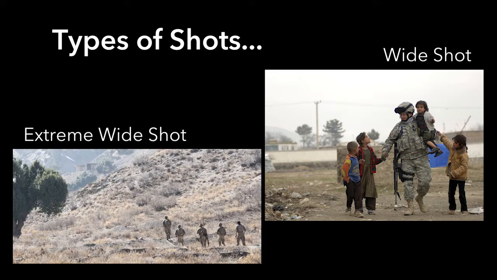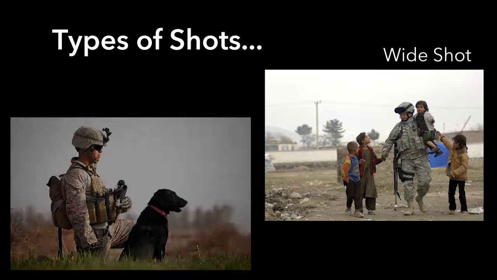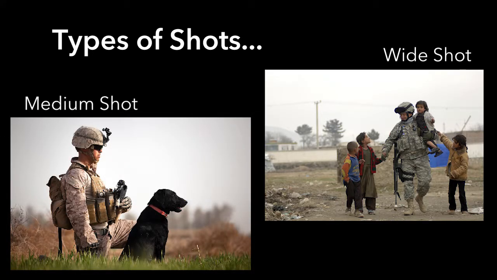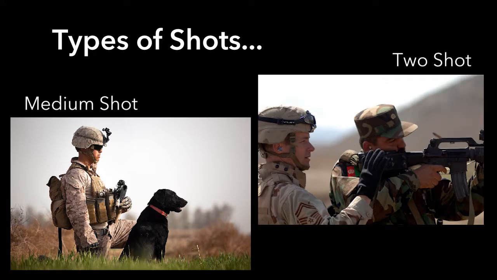Occasionally, the editor might return to a wide shot after cutting together several tighter shots to remind the viewer what they're looking at. Medium shots generally follow the opening wide shot, showing more detail or revealing different parts of the scene. Two shots are just wide enough to show two people.